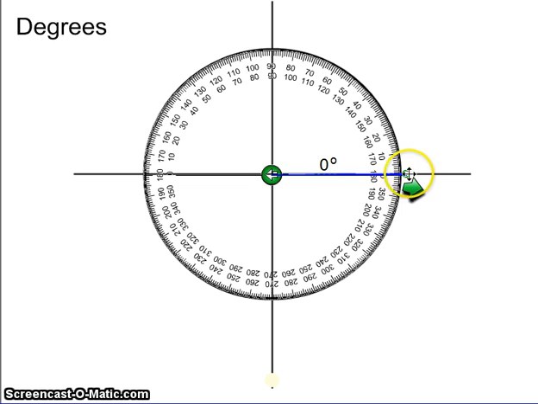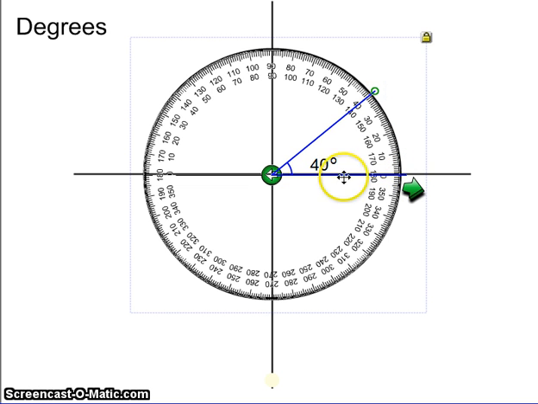In standard position, one side of the angle is on what we would consider the positive x-axis. That would be considered 0 degrees. And then we move counterclockwise up this direction until we get to what's called the terminal side of the angle. So the initial side of the angle is on 0 degrees. This is the terminal side of the angle. So we call this a 40-degree angle.